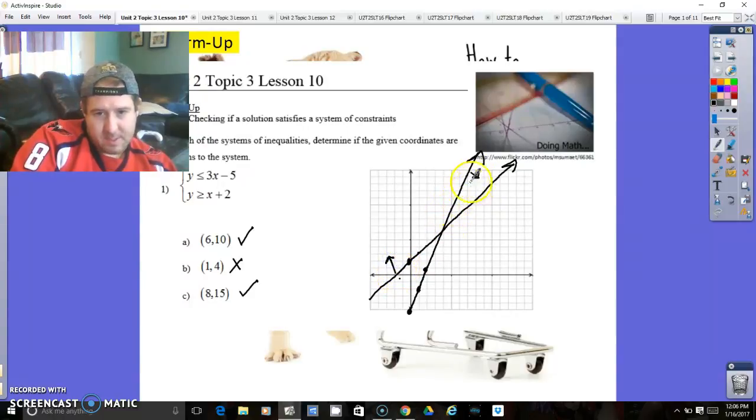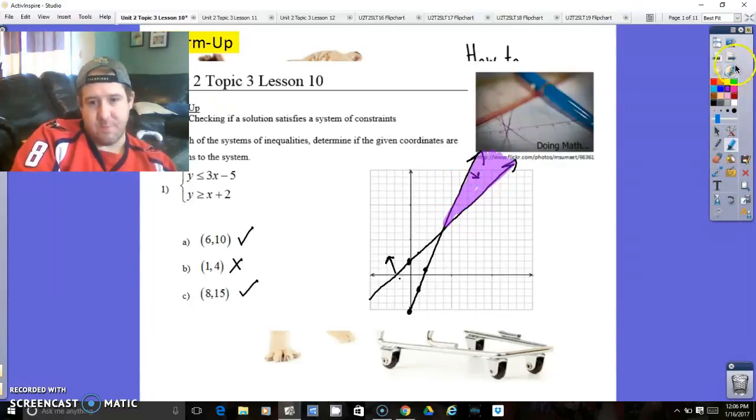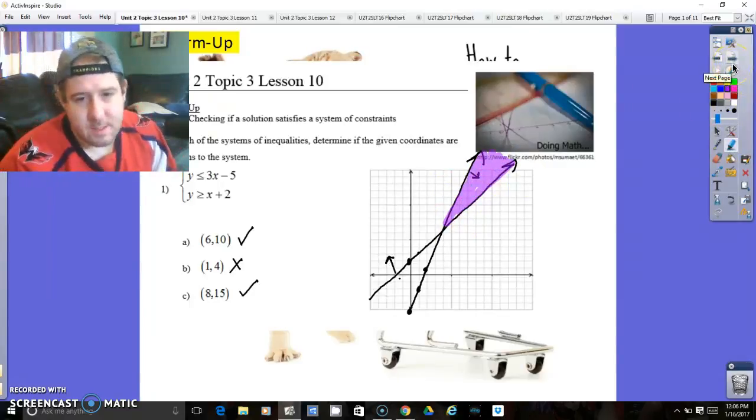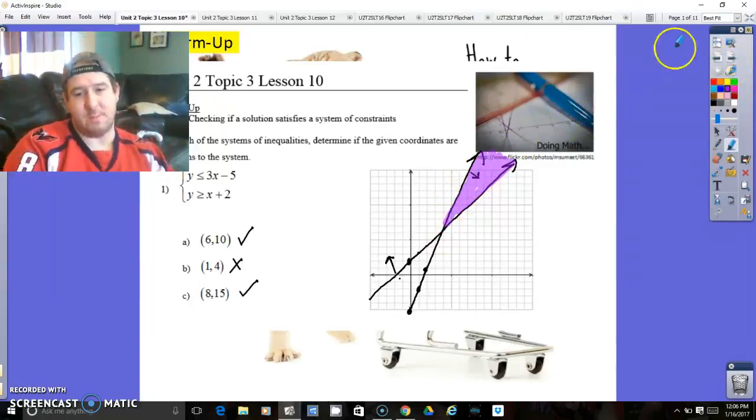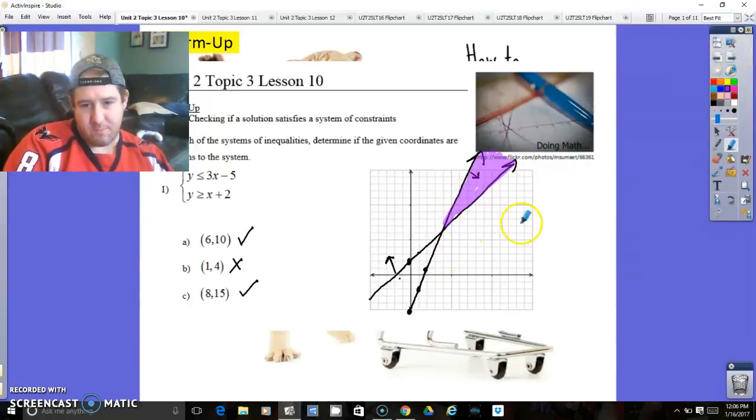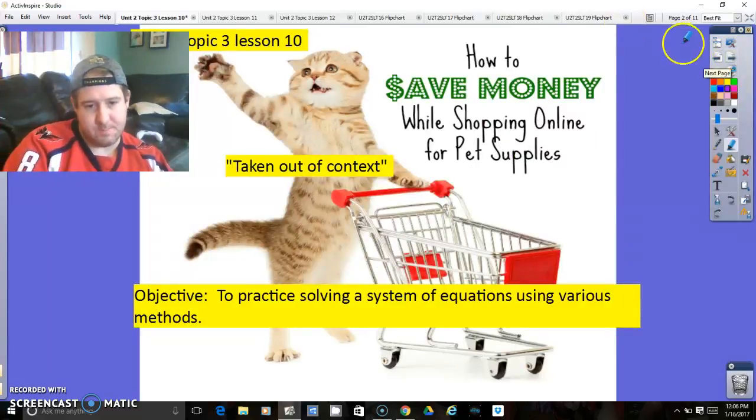So it looks like anything in this little wedge right here would work. 6, 10 happens to be in that wedge, and probably so does 8, 15. Anything in that little spot represents our solution. So there's an infinite amount of answers, but that doesn't mean everything's an answer, because these aren't answers, and these aren't answers. All three of those other sections.